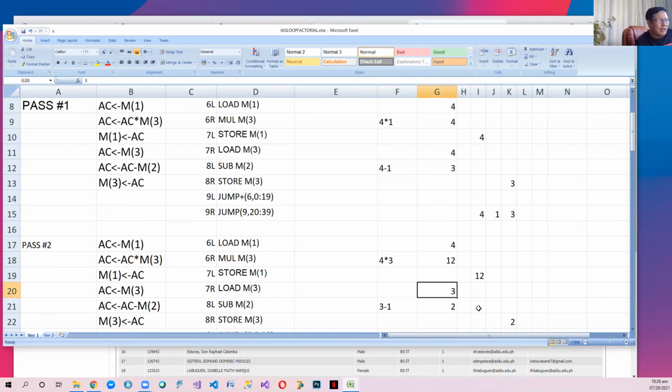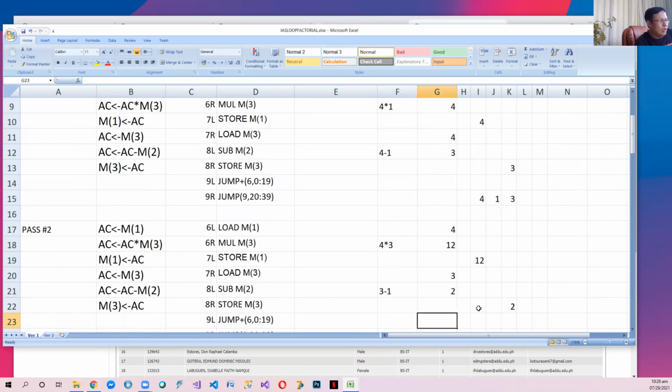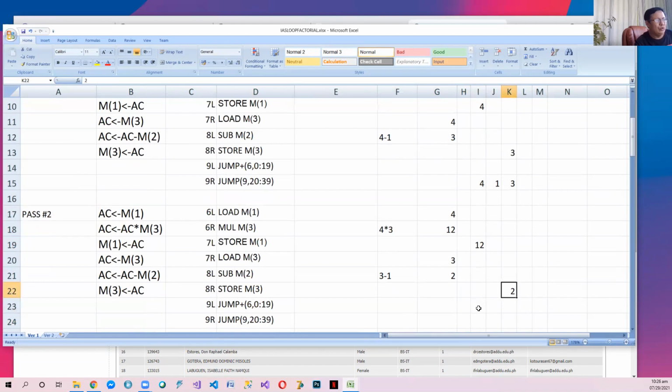We load M3, which is 3, and we subtract M2. M2 is our 1. This is just a repetition. It's actually 3 minus 1, so AC becomes 2. And we store M3, so our next multiplier is 2. Okay? Do you follow? And then we jump plus. This is the same story. We jump plus 6 to 19. What do we mean by jump plus? Check the accumulator. Is it non-negative? Yes. Which means we will go back to 6L.